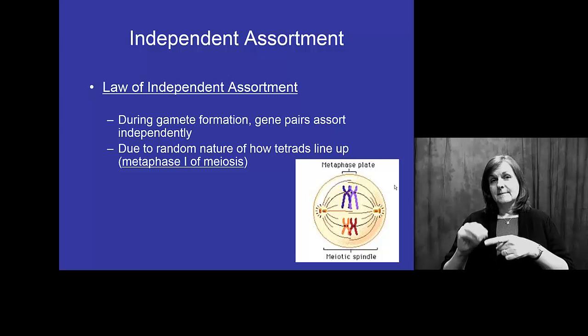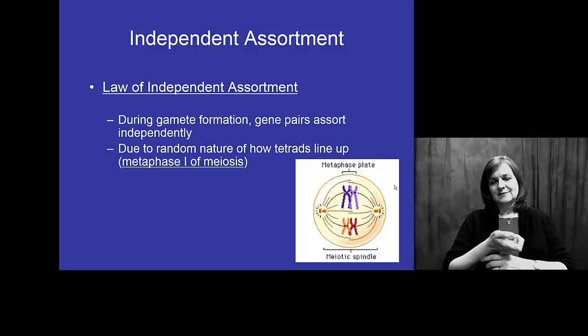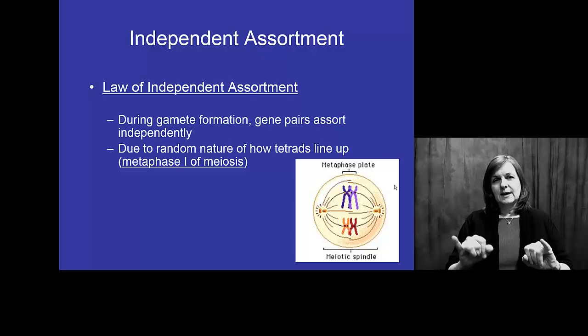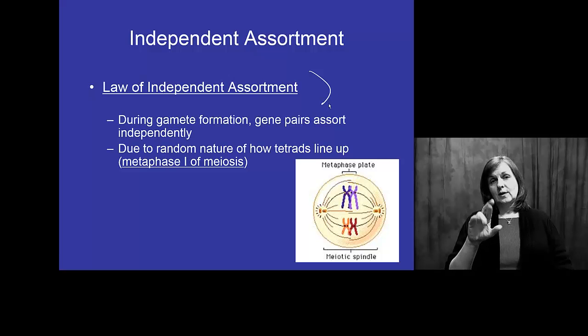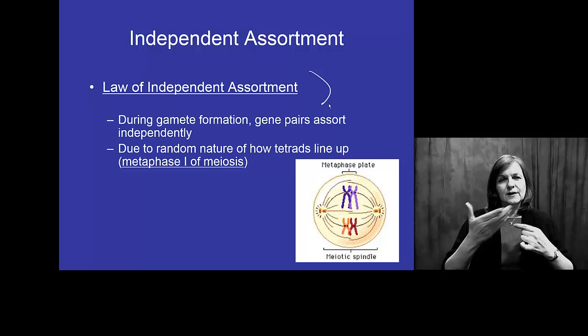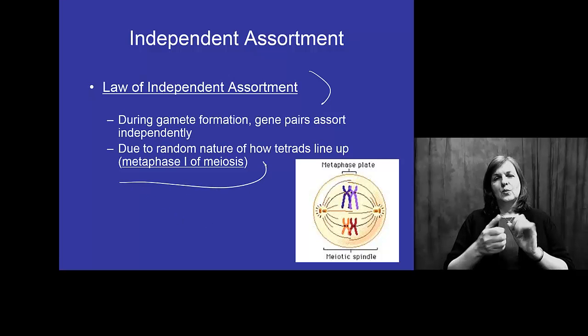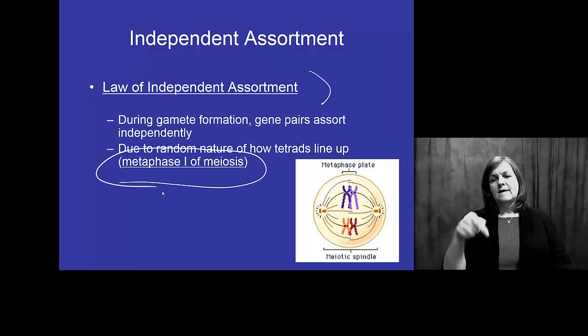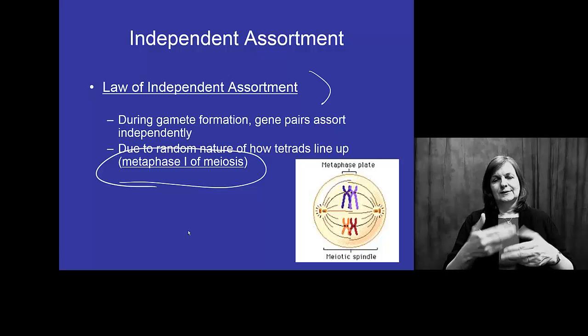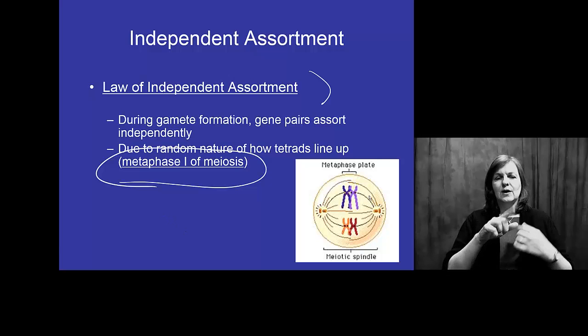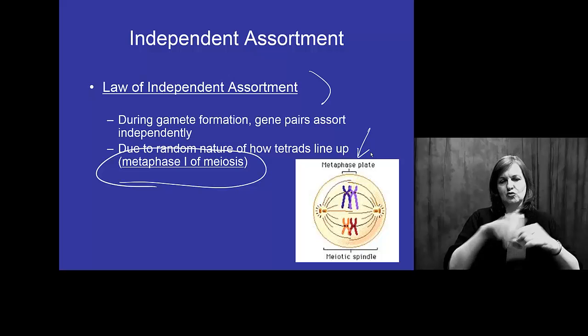Mendel used this to develop several sets of laws. The first one is the law of independent assortment. We've already talked a little bit about the law of segregation. This, the law of independent assortment, actually considers something that Mendel didn't have any idea about. It refers to metaphase 1 of meiosis. This is the separation of the chromosomes during meiosis 1.